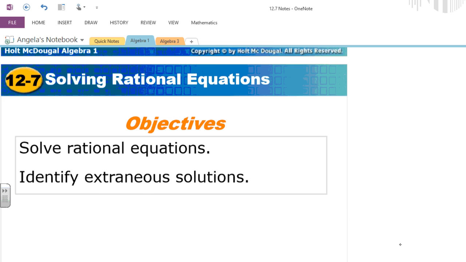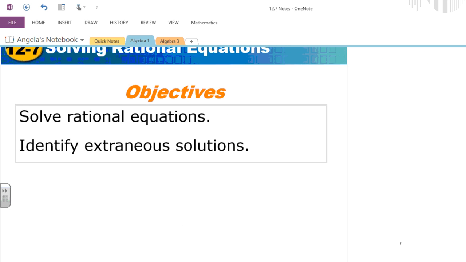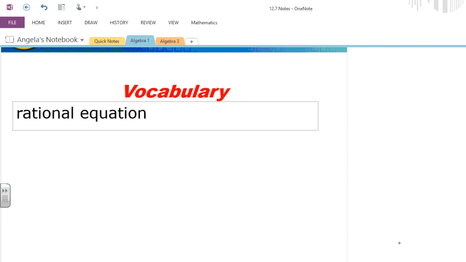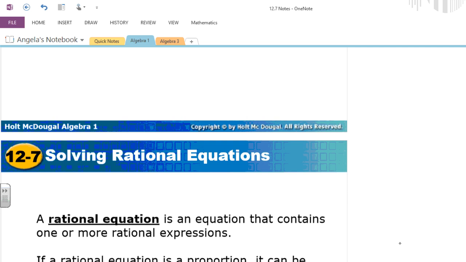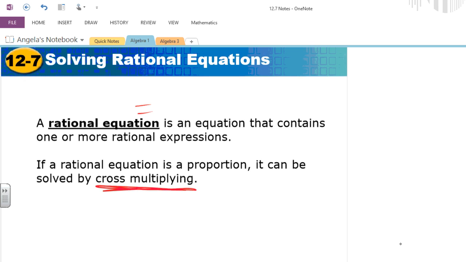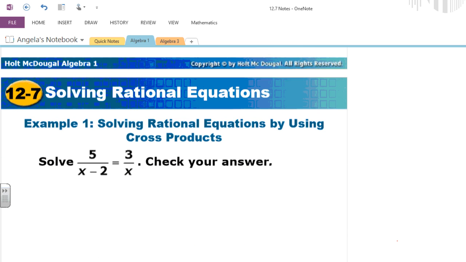So in this lesson, we're looking at solving rational equations now. So we're actually solving for values, and we need to know how to identify extraneous solutions. And then the term rational equation is what we're going to come up with. So we've talked about a rational expression. Now a rational equation is just an equation that contains one or more rational expressions. So an equation, remember, is anything with an equal sign. And if a rational equation is a proportion, we can solve it by cross multiplying. And I think we've talked about this before, so it shouldn't be anything too new.